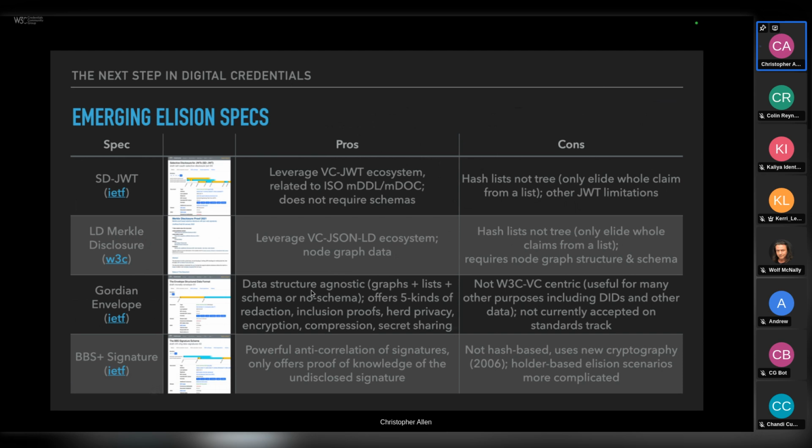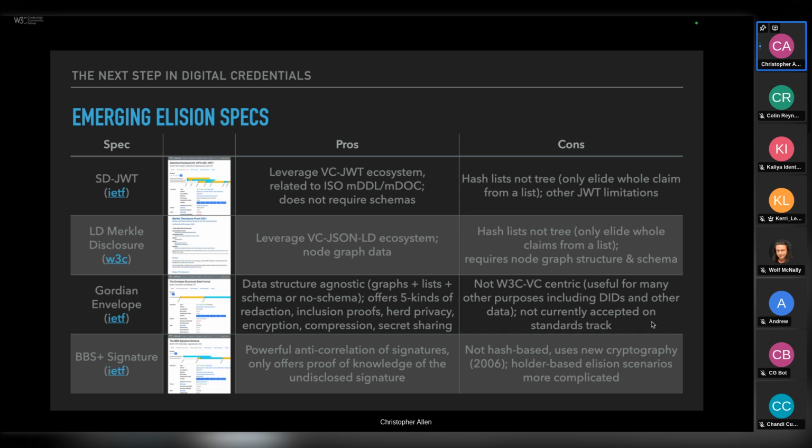Gordian Envelope is ours. It's data structure agnostic, meaning you can do graphs, you can do lists, you can do schemas or no schemas. You can even do different kinds of graphs. You can do node graphs, you can do edge graphs, et cetera. So that gives it a lot more capability. This is why we can offer things like redaction, inclusion proofs, herd privacy that I discussed earlier, but we can also encrypt data. We can put something in escrow and still be able to verify it signed. If it's a large object, we can compress it. And then we have some special capabilities as far as secret sharing. The con is it's not W3C VC centric. In some ways, it's a little bit below the VC. It's useful for many other purposes also, including DIDs and other data, but it's not on a standards track.